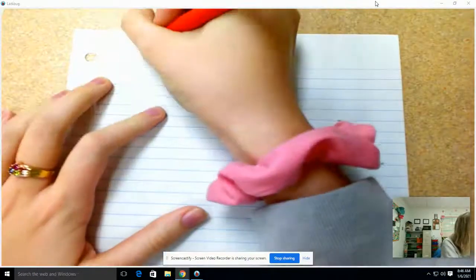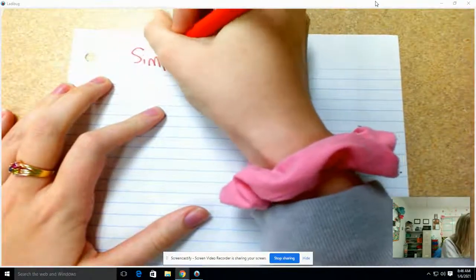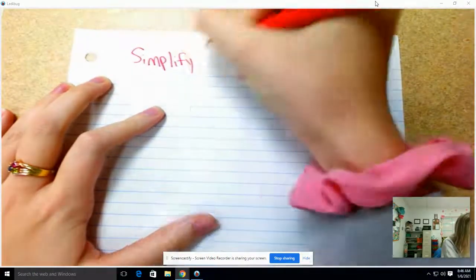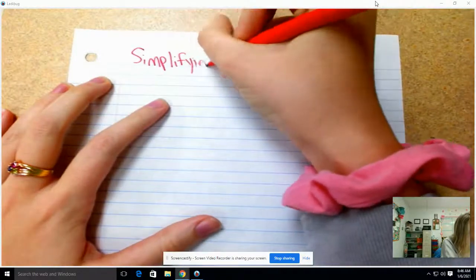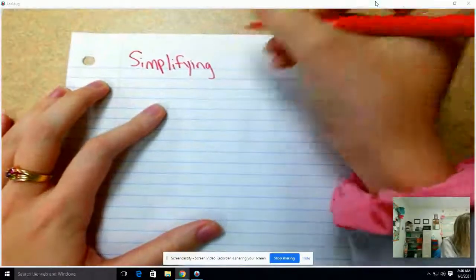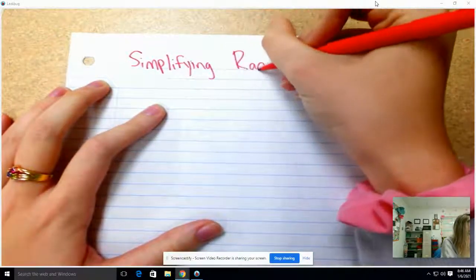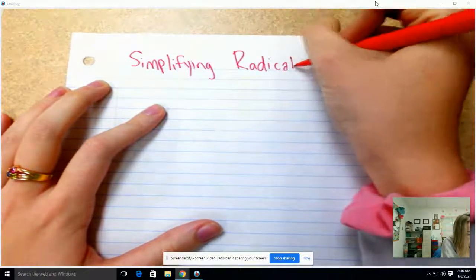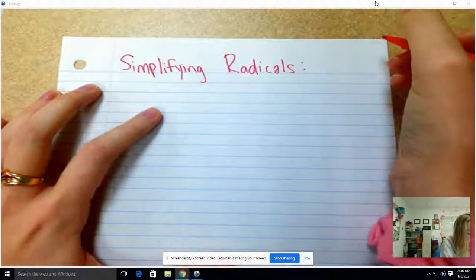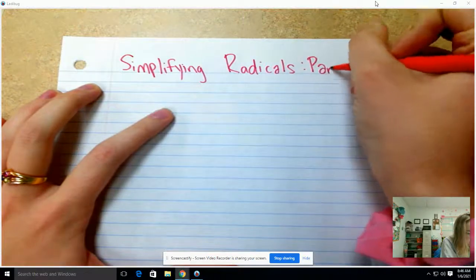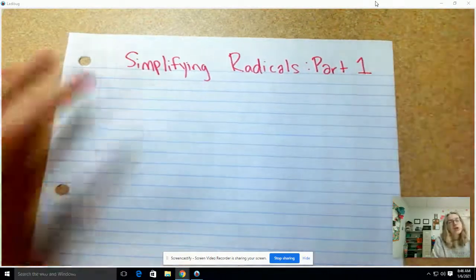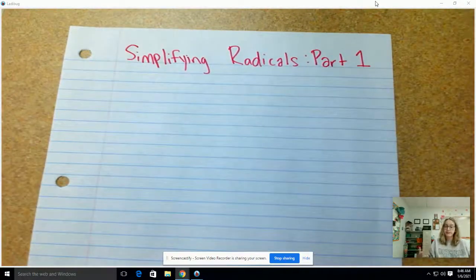What we're going to be doing today is we're going to be simplifying radicals. I think that's spelled right, I don't know. Simplifying radicals, and this is going to be part 1. So this is the first half. Our learning target is I will learn how to simplify radicals.